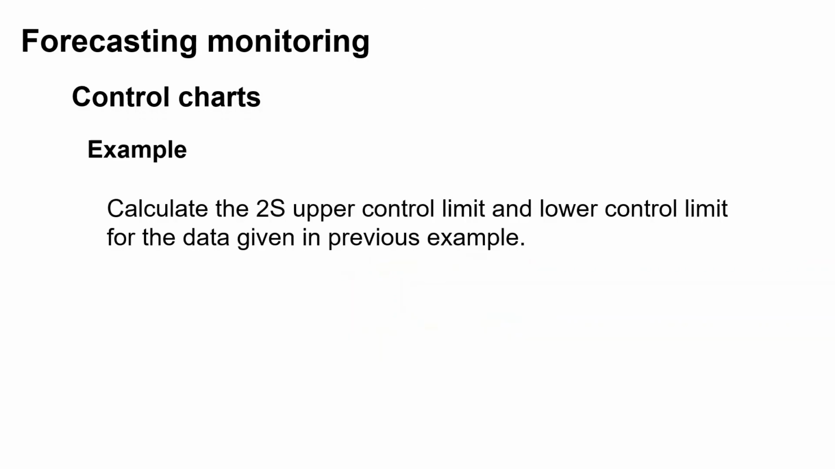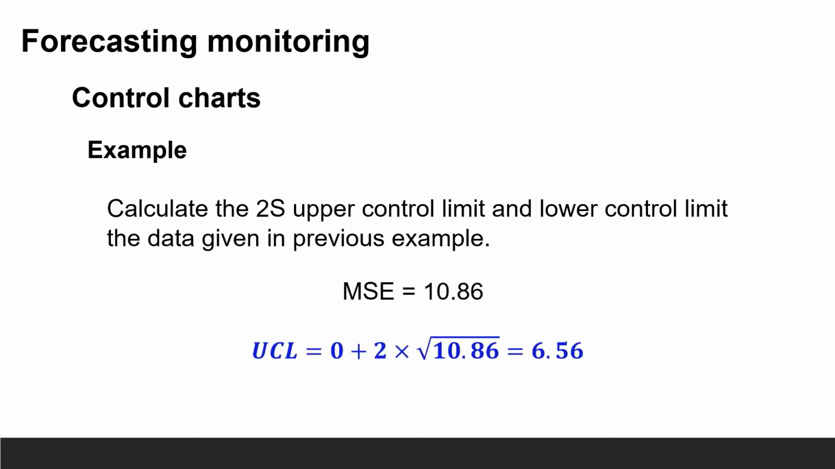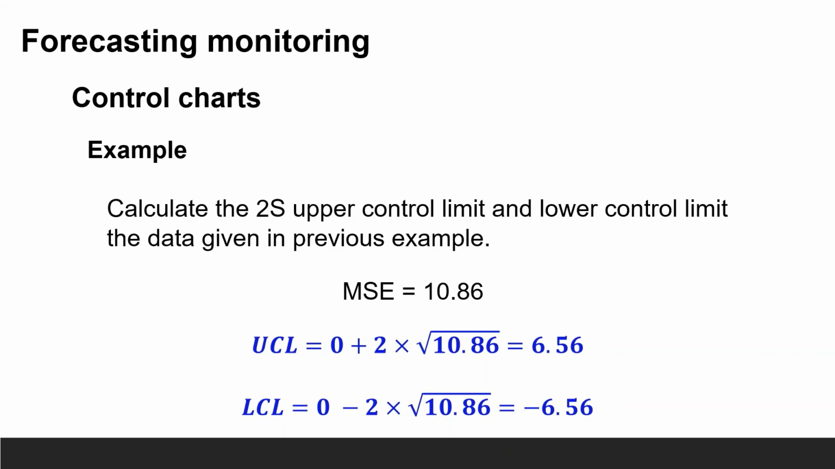Example for the calculation of the upper control limit and the lower control limit. Calculate 2s upper control limit and lower control limit for the data given in the previous example. In the previous example, the MSE was calculated to be 10.86. So, the upper control limit equals 0 plus 2 multiplied by the square root of 10.86 equals 6.56. The lower control limit equals 0 minus 2 multiplied by the square root of 10.86 equals negative 6.56.